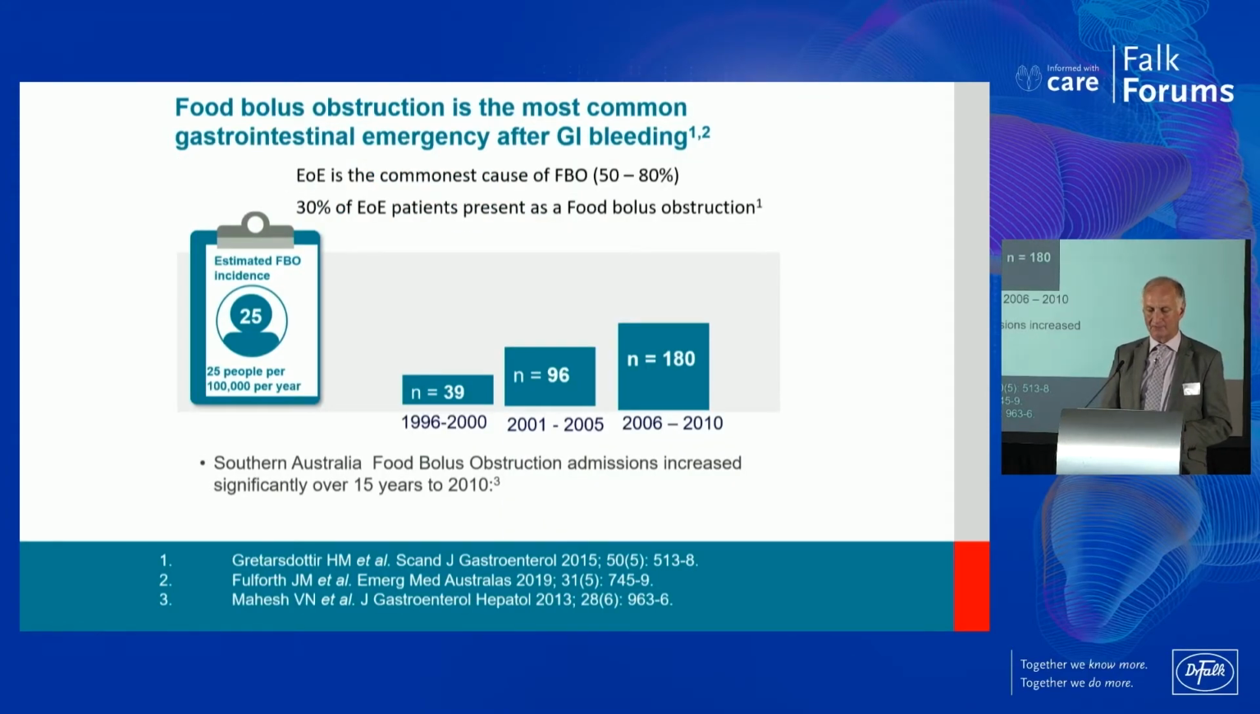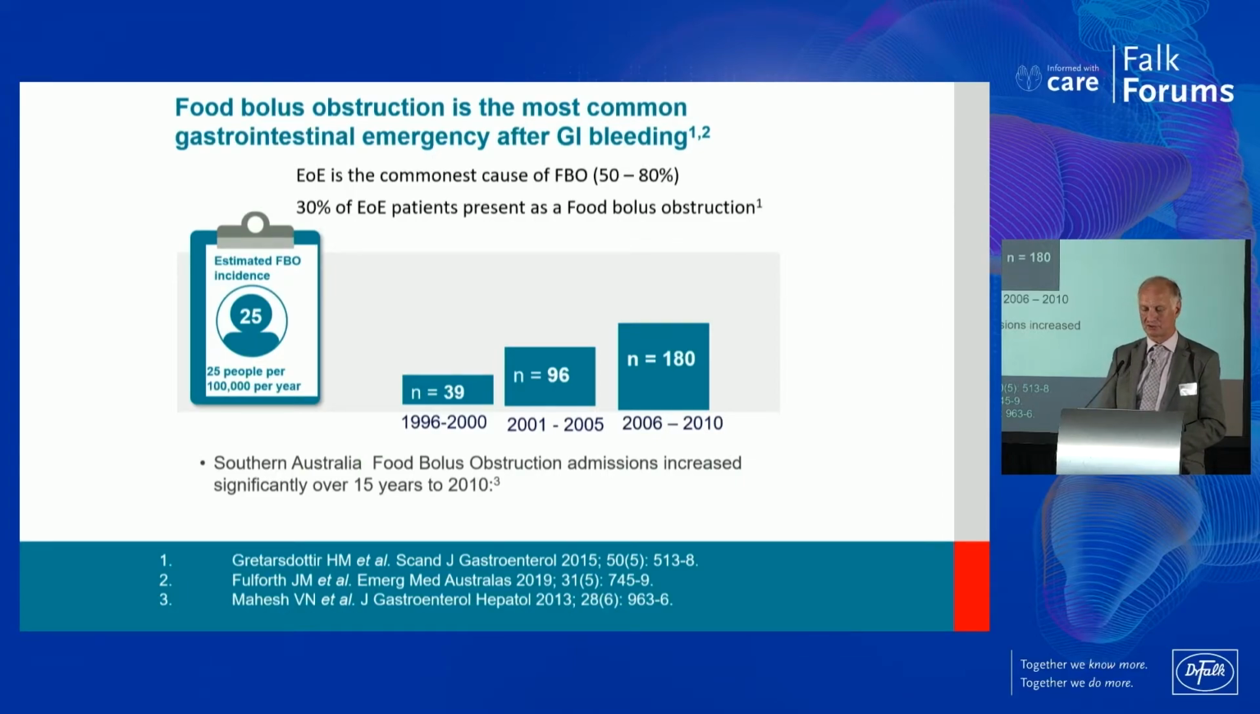So EOE is actually the commonest cause of food bolus obstruction. The literature says 50 to 80%, and it's probably close to 95% because not a single series in the literature takes a biopsy in 100%. We've got a real problem in persuading people to do the darn biopsies, but whenever they're taken, they're likely to be positive. And we know that 30% of our patients who have EOE come as a food bolus obstruction. The underlying prevalence of EOE is growing, I've said that earlier, and my own estimate is that about 25 people per 100,000 have a food bolus obstruction per annum. That's quite a lot. That translates into about 300 patients per annum per hospital trust.